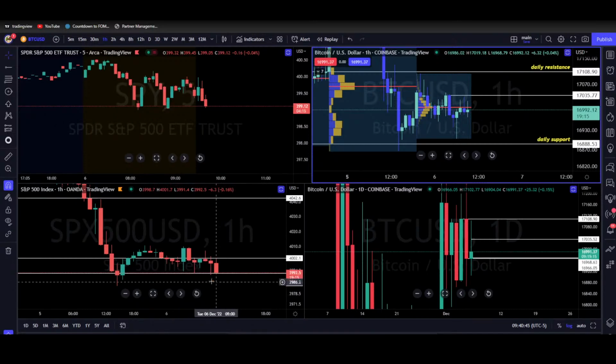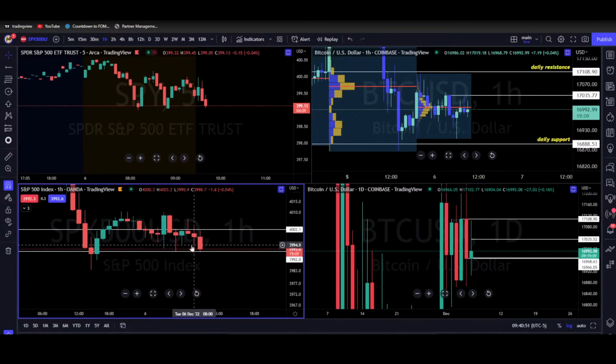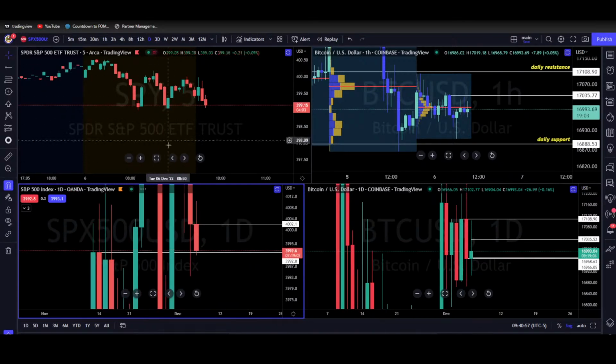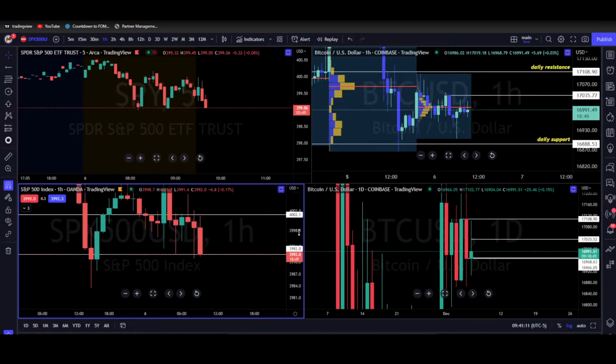The S&P 500 breaking down here. So it might want to make a fresh daily low and then reverse. We will see. This is the old area of potential resistance. That's also that weekly level there, weekly demand, if you will.